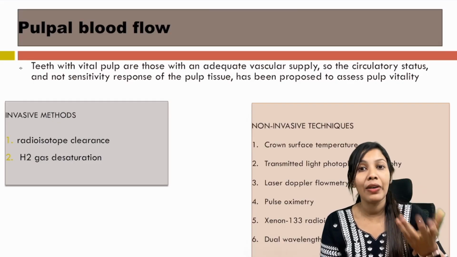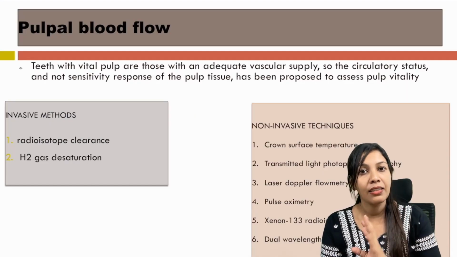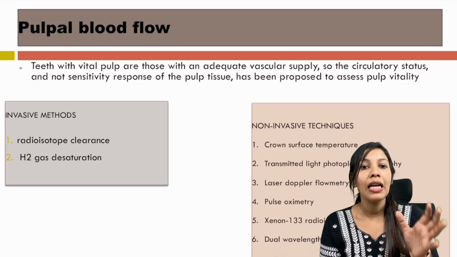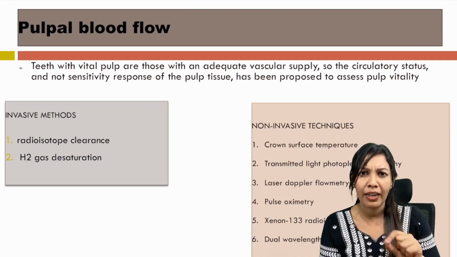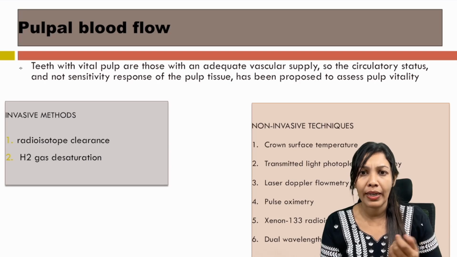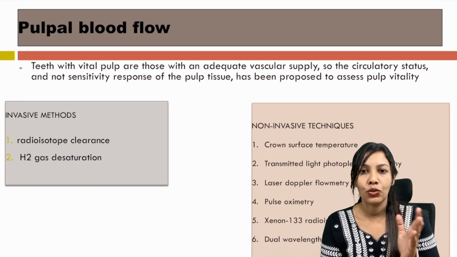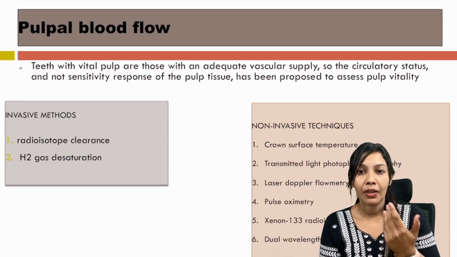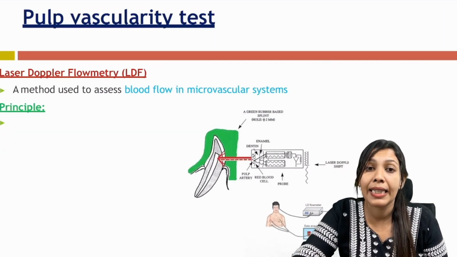Just memorize the invasive methods, so that whatever comes in the other part, you can think of it as a non-invasive method. Invasive is like the isotope clearance method. We'll be applying isotope in an invasive manner, and we'll be finding out whether it is a vital or a non-vital tooth. And the H2 gas desaturation method. Just memorize these two. All others come under the non-invasive technique. A very important one is laser Doppler flowmetry.